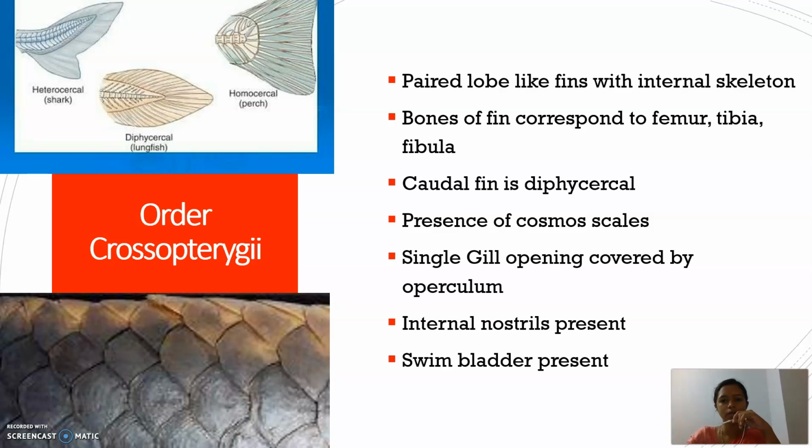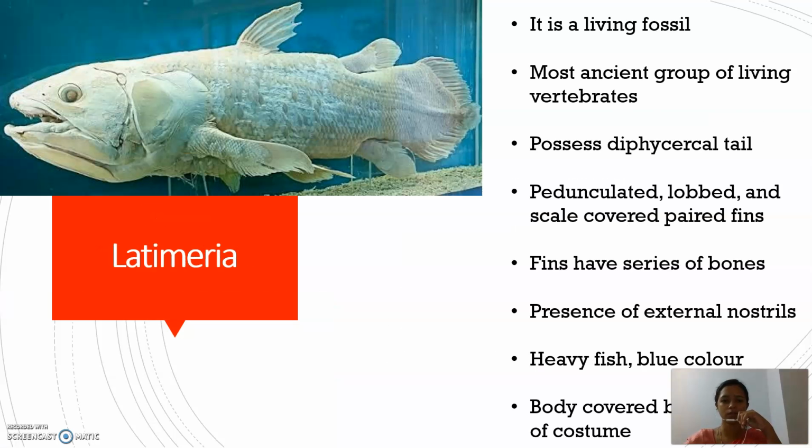The paired lobe-like fins have an internal skeleton which has bones corresponding to the femur, tibia and fibula of higher order animals. The caudal fin is diphycercal. The caudal fin shows a structure like this and it is diphycercal. They have cosmoid scales and a single gill opening covered by an operculum. They have internal nostrils and a swim bladder is also often present.